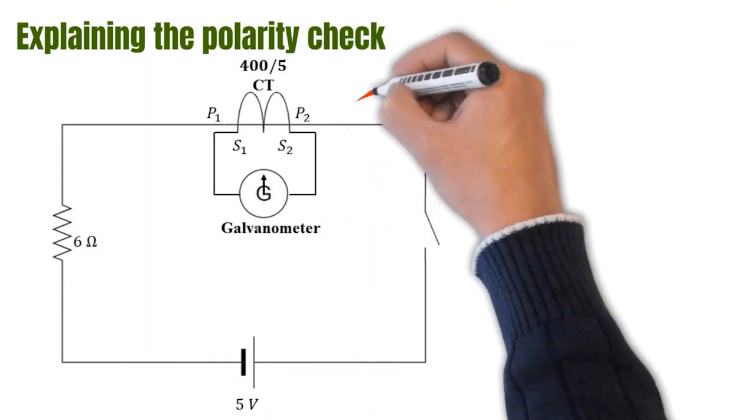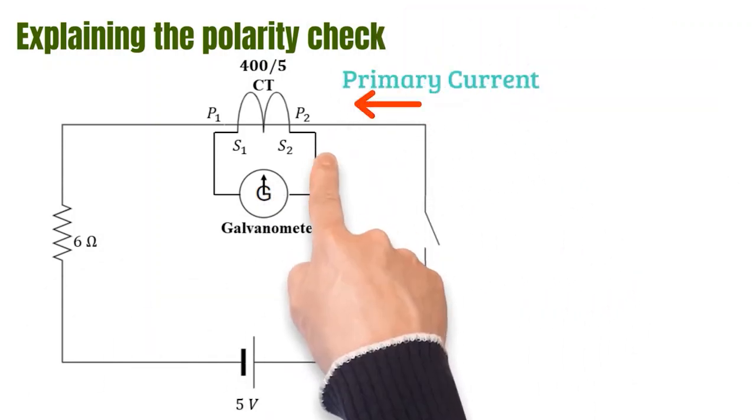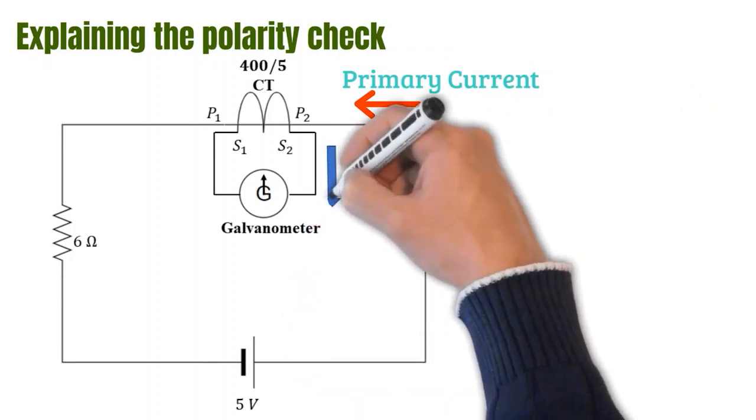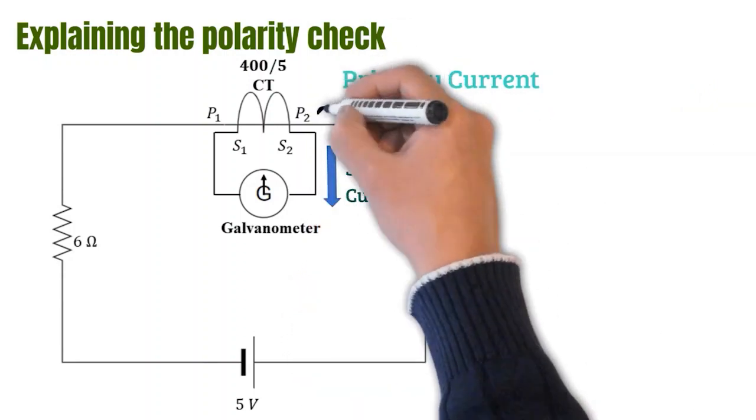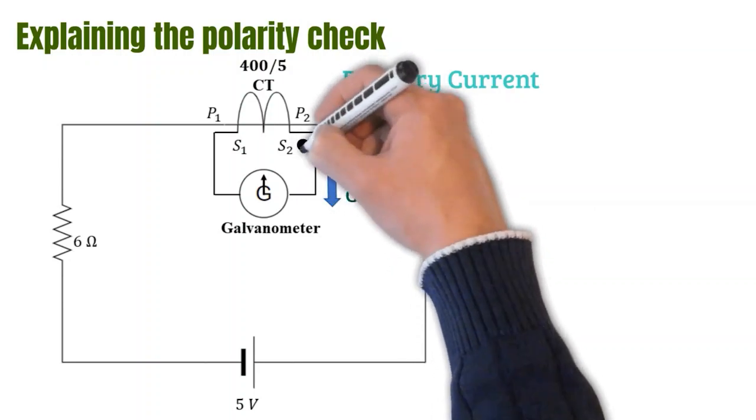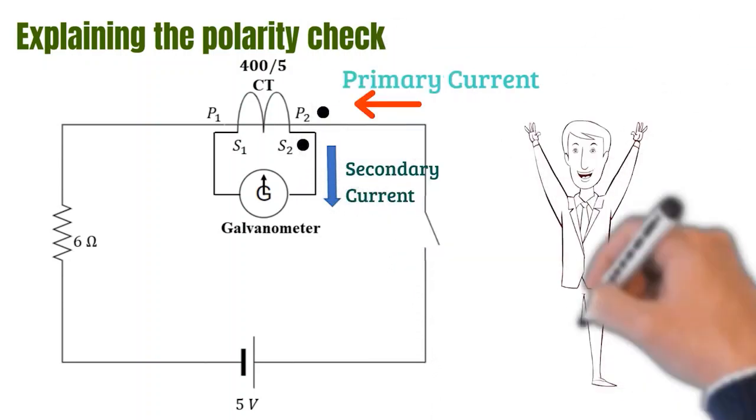The primary current flowed in this direction and the secondary current flowed in this direction. So the polarity of the CT is as follows. Hope you understand clearly. The next part is the ratio check.